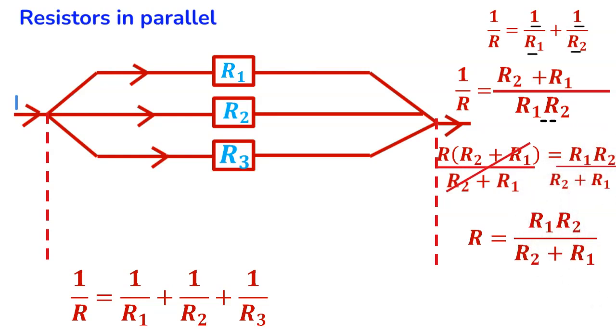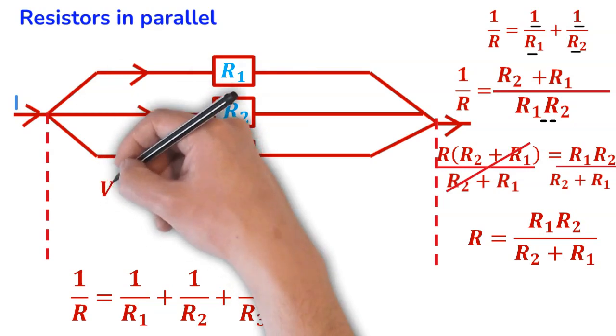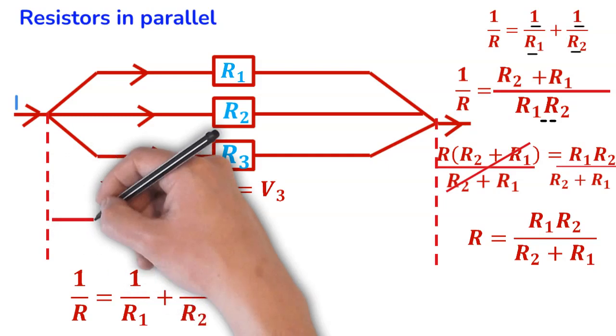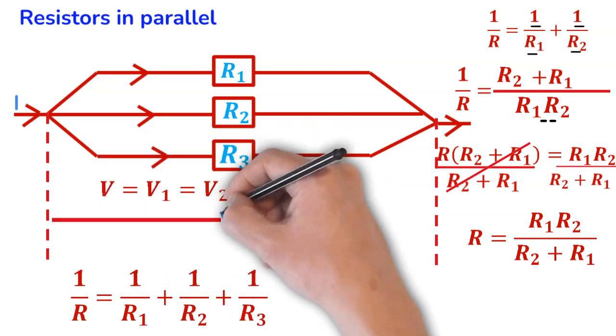Now note, in parallel connection of resistors, the potential difference, that's the PD across each resistor, is the same and is equal to the potential difference across the whole connection. So that is V equals V1 equals V2 equals V3. So from this diagram here, let's illustrate it here, look at it here. So V.